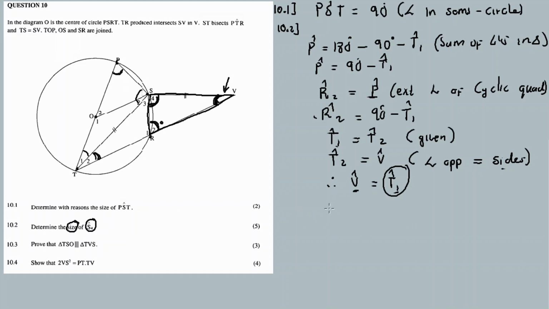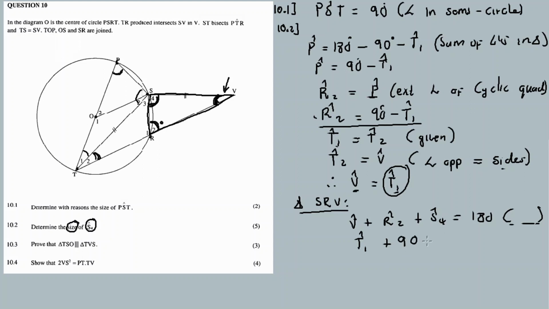So this is what's going to happen now. In triangle SRV, we see V and R2 plus S4 should give 180 degrees, the sum of angles in a triangle. V is T1, plus R2 is 90 degrees minus T1, plus S4 the unknown one, equals 180. This T cancels with that T. This was the reason for expressing V in terms of T1, so that this T1 can cancel that T1.